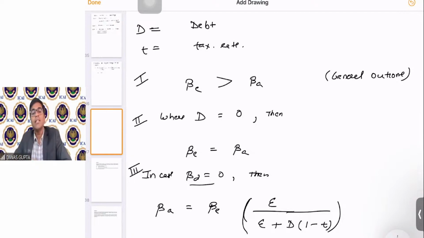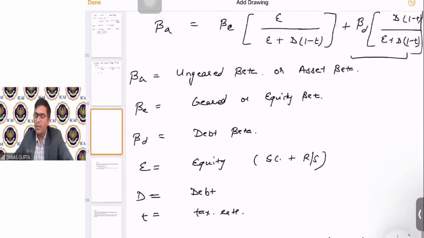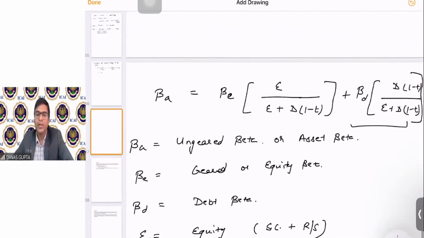So first case, the general outcome. Shruti, I will explain it again. Okay, let me just take the beta calculations, the beta understanding again. So first of all, students, there is an overall beta. Okay, overall beta of the assets, right? Which is the asset beta.